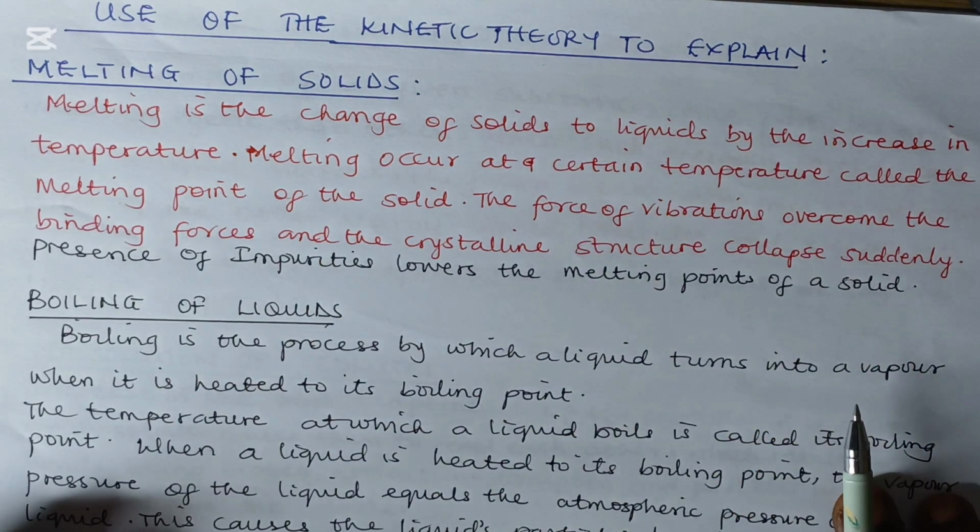But there's something I want you to note. This is usually asked in WAEC questions. The presence of impurities. Whenever a substance is impure, that is, it has other ions in it apart from the pure substance, the presence of impurity actually lowers the melting point of a solid. That is a point I want you to hold.